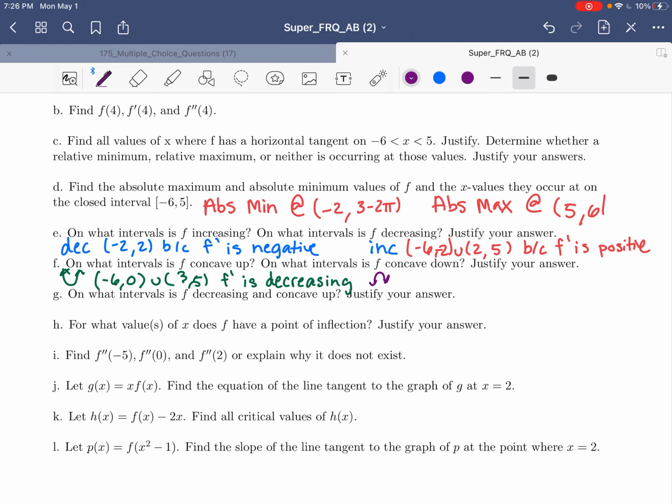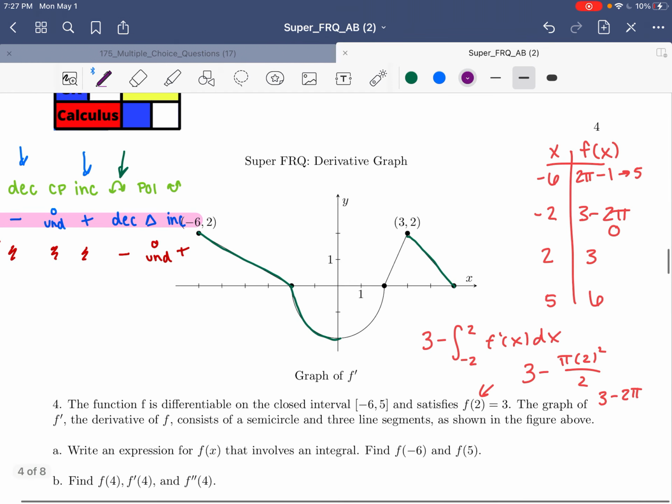Then concave down. I'm an idiot. I wrote this one the wrong. Sorry. This one, concave down is decreasing. Concave up is increasing. So notice it's increasing from 0 all the way to 3.